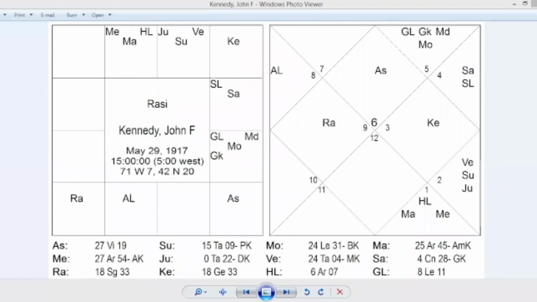So that Chitra Lagna. Okay. Second pada of Chitra. The Lagna, yeah. I had a feeling. When you were talking, I thought he had something in Virgo, and I was like, I bet it's Chitra.